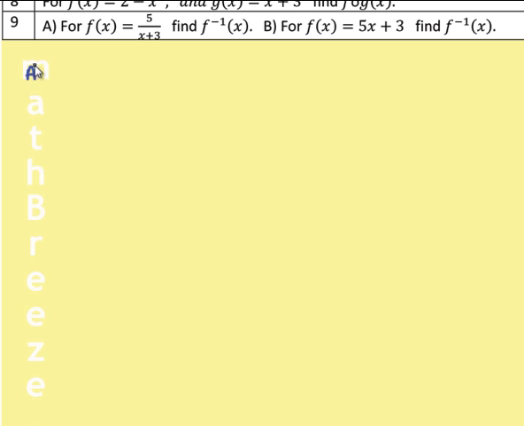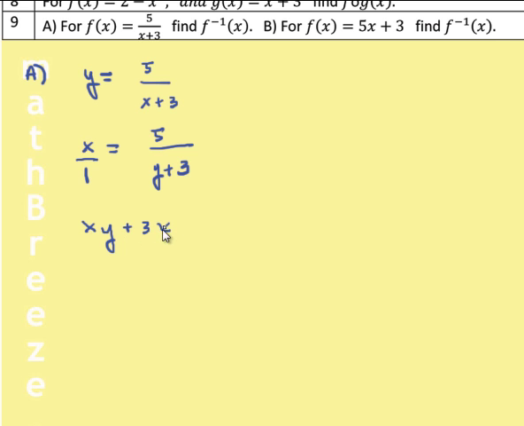Okay, in 9 we're finding some inverses. So let's write the first one as y equal 5 over x plus 3. And then switch x and y. And now we're going to solve for y. So let's cross multiply. And solve for y. Subtract 3x. And divide by x.